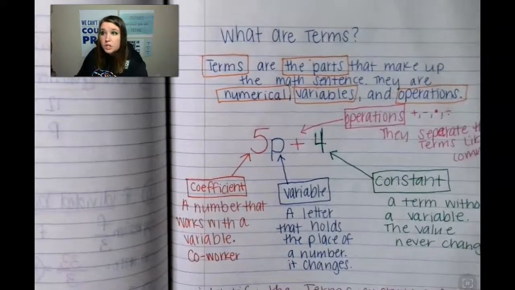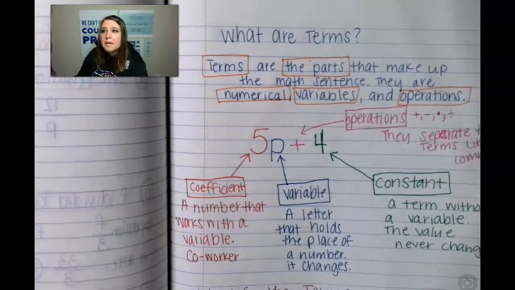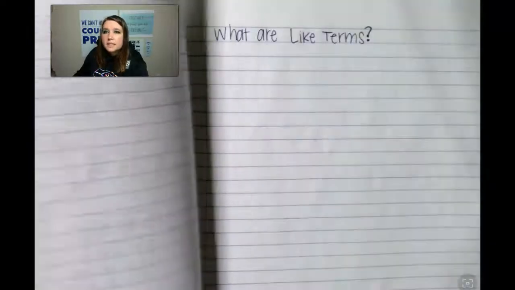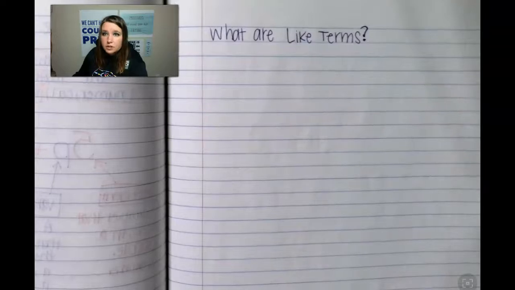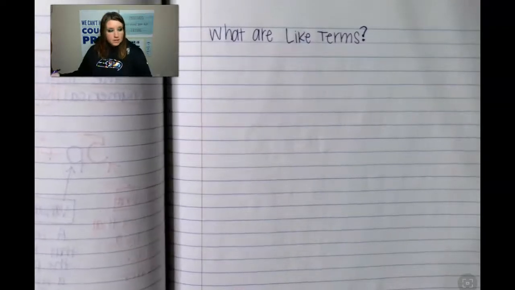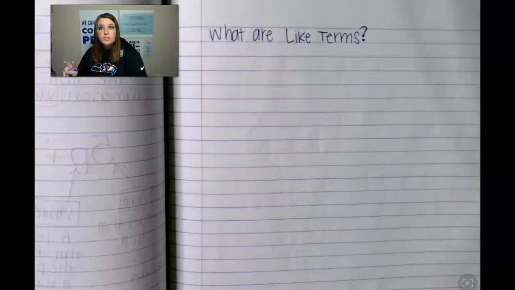Okay, today we're going to be talking about like terms. Yesterday we talked about terms and just what terms are. And so we know that terms are the parts that make up the math sentence. We're going to be looking at this idea around like terms. And so we're going to be able to, one, identify terms again, but then two, we're going to be seeing what are like terms.